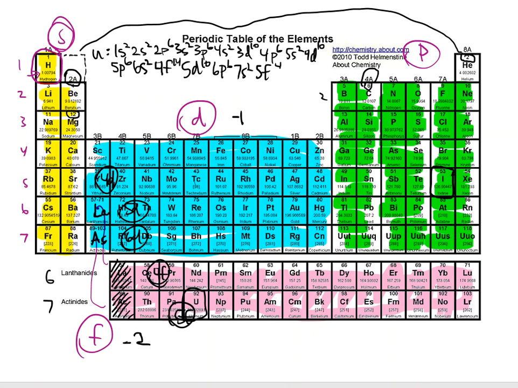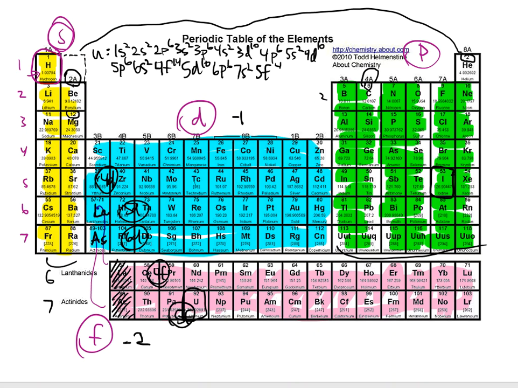But for the most part, all of my group A's, the 2 columns to the left and the 6 columns to the right, they all work very similar. Okay, so there's the story with electron configuration, and I hope at this point that this is something that you feel a little bit better with as far as comparing it to the general chemistry class.